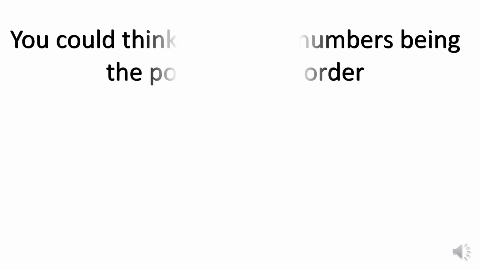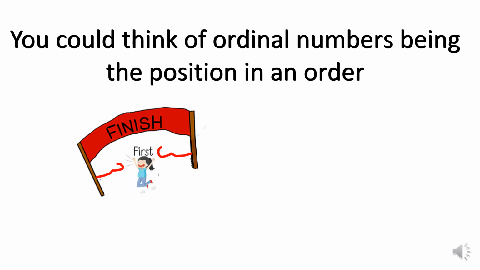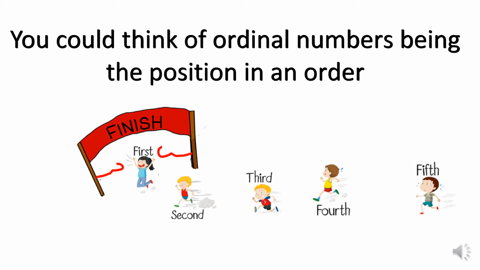You could think of ordinal numbers as being the position in an order. For example, if you have a group of people running a race, you would say that the winner came in first, and the person after that came in second, and then third, and so on. These are ordinal numbers: first, second, third, fourth, and fifth. You can write the numeric form of the ordinal numbers as 1st, 2nd, 3rd, 4th, and 5th.